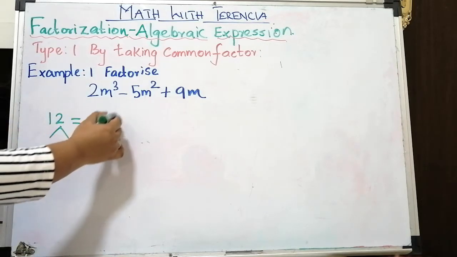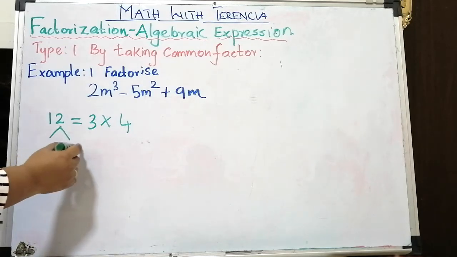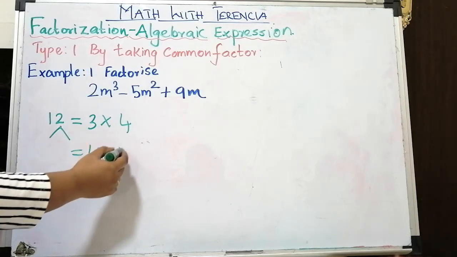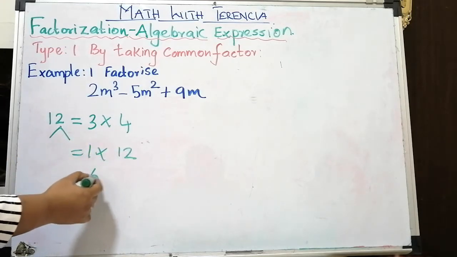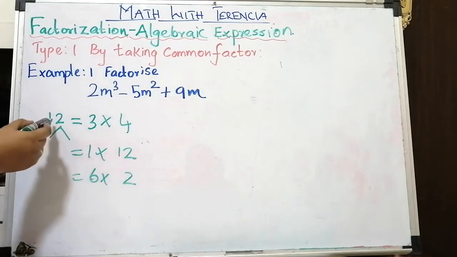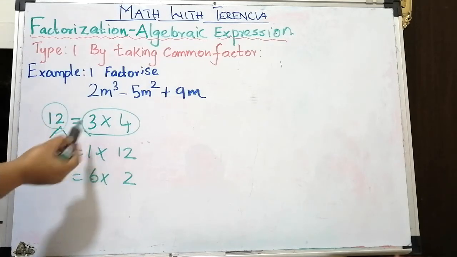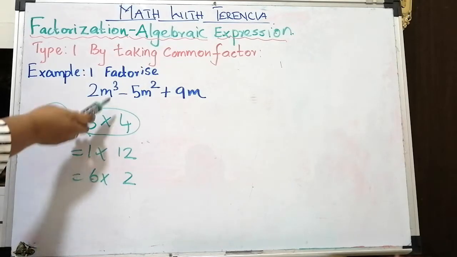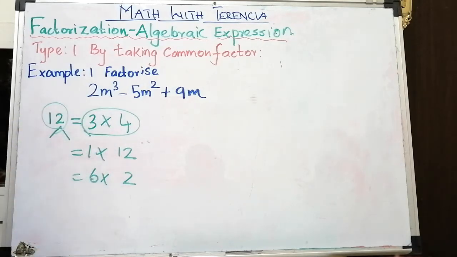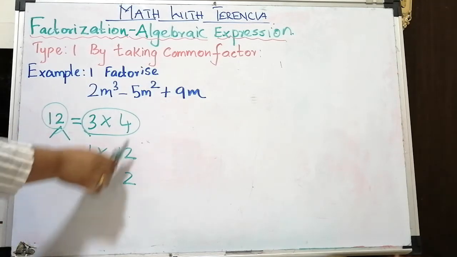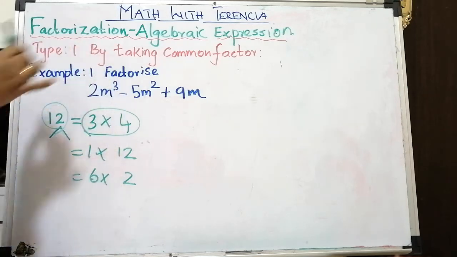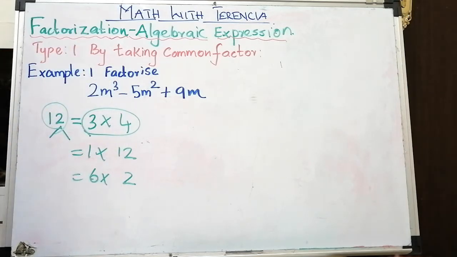So 3 times 4, 1 times 12, 6 times 2. So when I express a number as a multiple or the product of two numbers, then this process is known as factorization. This I showed with numbers. The same process we are going to follow with algebraic expression.